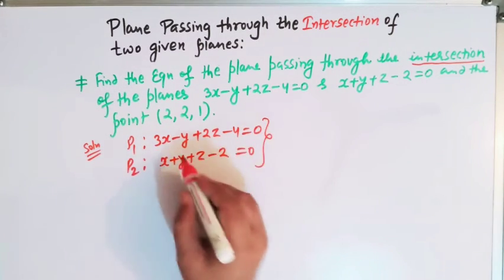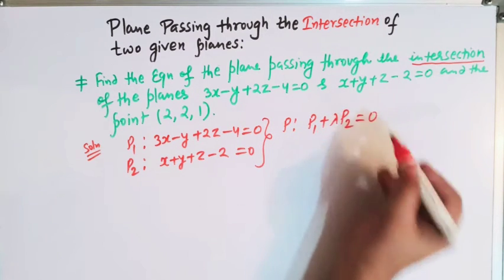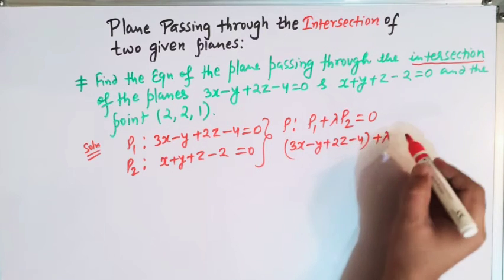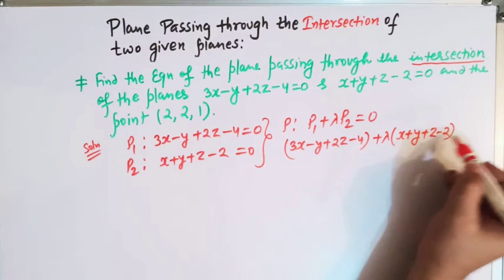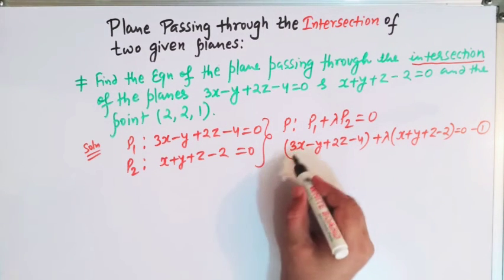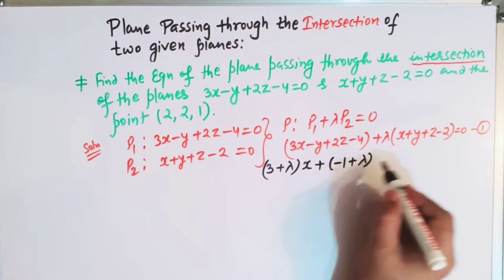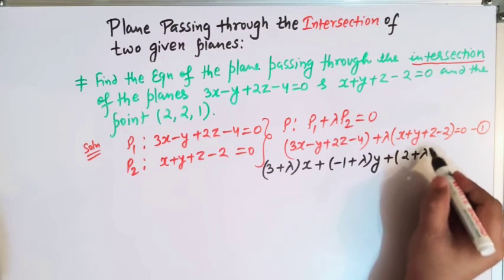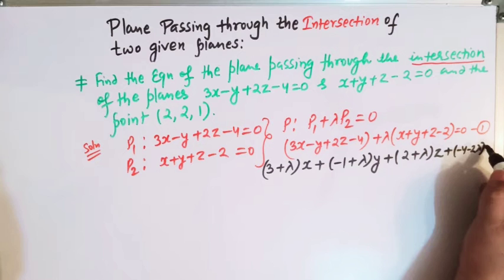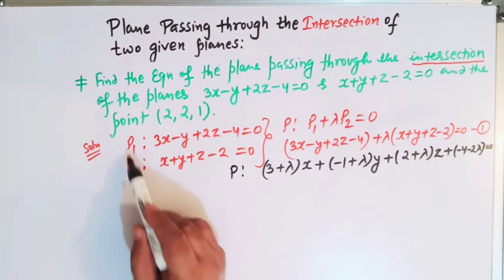So we have two planes. The equation of the plane P which passes through the intersection of these two planes is given by P1 plus lambda P2 equal to 0. Now P1 is 3x minus y plus 2z minus 4 plus lambda times (x plus y plus z minus 2) is equal to 0. Say this is equation 1, right? Now we can also write this equation in the form (3 plus lambda) times x plus (minus 1 plus lambda) times y plus (2 plus lambda) times z, and then we have here minus 4 minus 2 lambda equal to 0, right? Now this is the equation of the plane which passes through the intersection of these two planes.